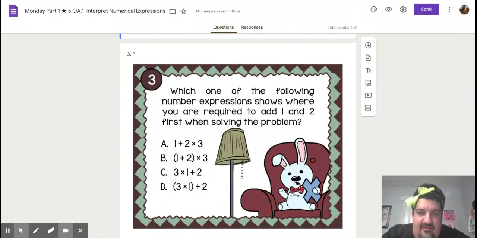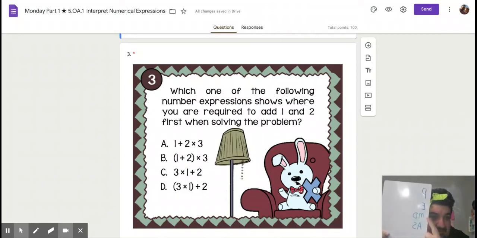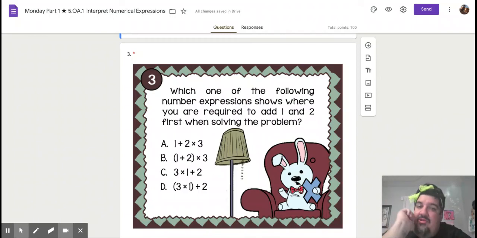Which one of the following number expressions shows where you are required to add 1 and 2 first when solving the problem? 1 plus 2 times 3, definitely, right? No, because we have to remember that multiplication and division come first over addition and subtraction, so you would actually do 2 times 3. So no, that's not right. (1 plus 2) in parentheses, times 3. Parentheses always come first. Okay, I like that one.